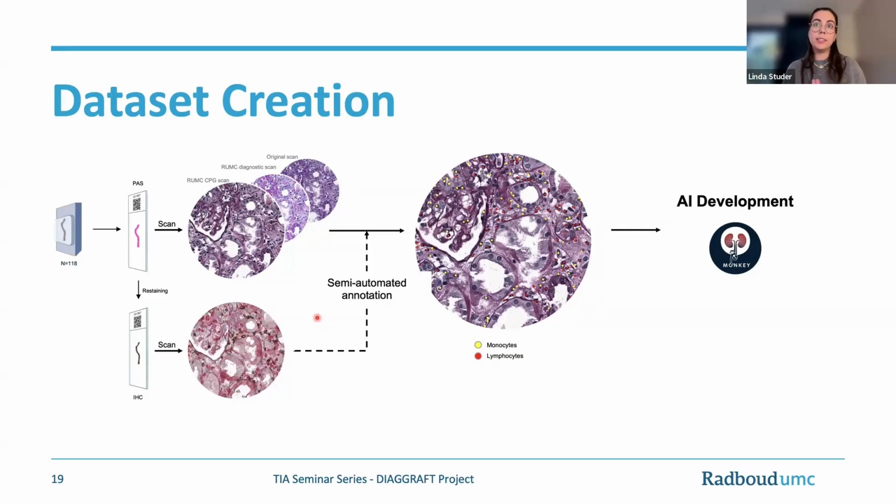We end up with a very, very reliable data set, but it was a very extensive process. You can see here in red and yellow the annotations that we ended up with for monocytes and lymphocytes. And then, of course, this is the data set that went on to be used for the AI development.